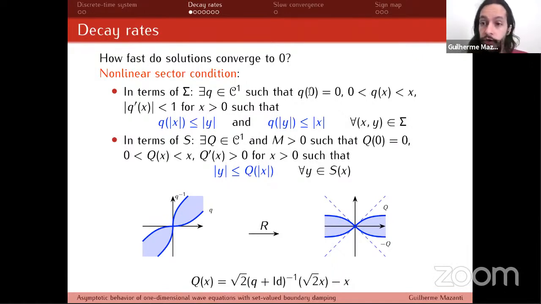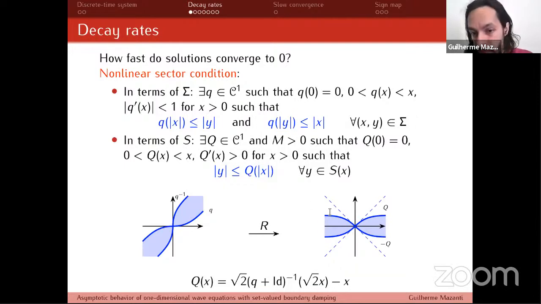And actually what you can show is that if we rotate this, essentially what we get after the rotation is that our set valued map S, which defines our dynamical system, should be in a certain region defined by two functions, Q and minus Q, where Q can be easily defined from the function small q that is given here.